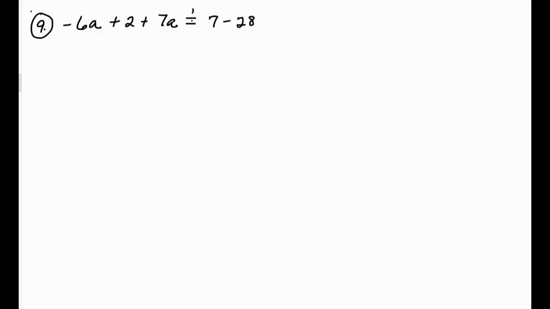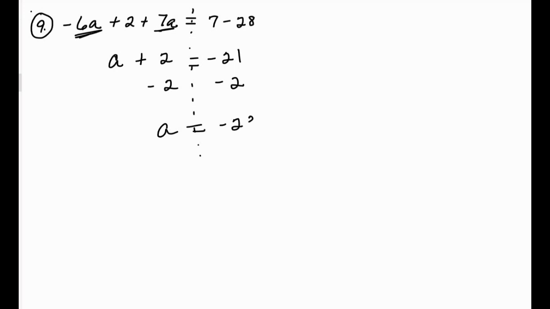Okay, problem number 9. Again, I'm going to simplify each side of the equal sign. So on the left-hand side, I'm combining the two a terms, which will give me 1a or just a. And on the right-hand side, I get negative 21. So then I can subtract 2 from each side, and a is going to equal negative 23.